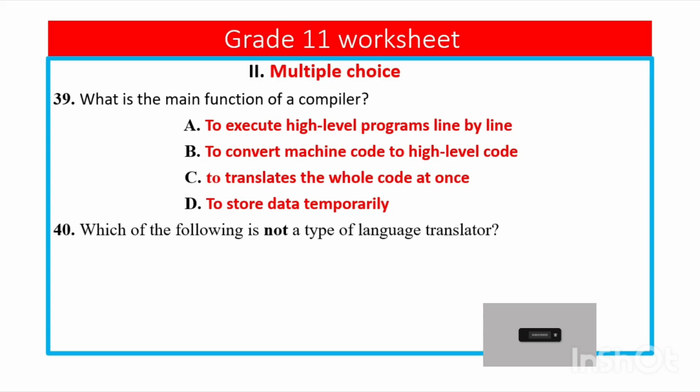40. Which of the following is not a type of language translator? A. Compiler, B. Interpreter, C. Assembler, D. Emulator.